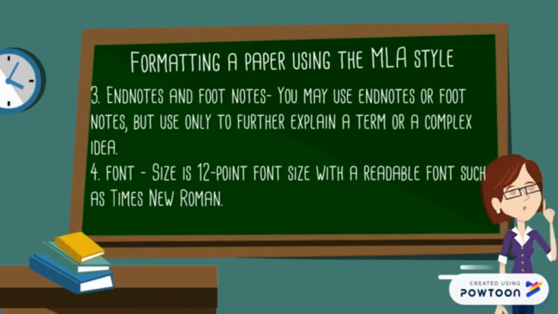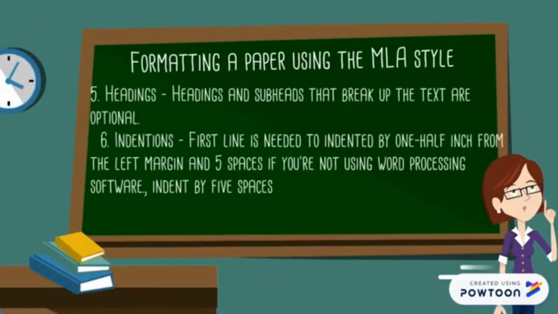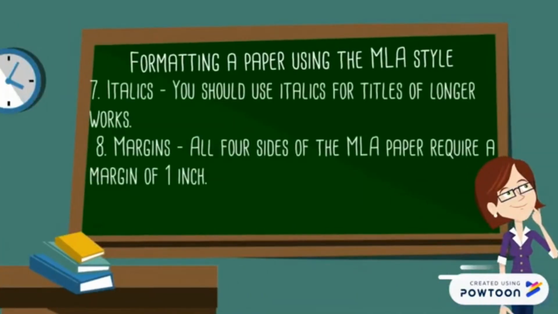Number 4. Font. Use a 12-point font size with a readable font such as Times New Roman. Number 5. Headings. Headings and subheads that break up the text are optional. Number 6. Indentions. Indent the first line of any paragraph by 1/2 inch from the left margin. If you're not using word processing software, indent by 5 spaces. Number 7. Italics. You should use italics for titles of longer works.